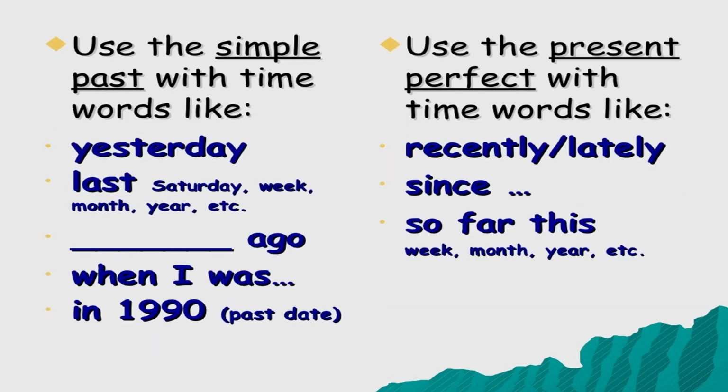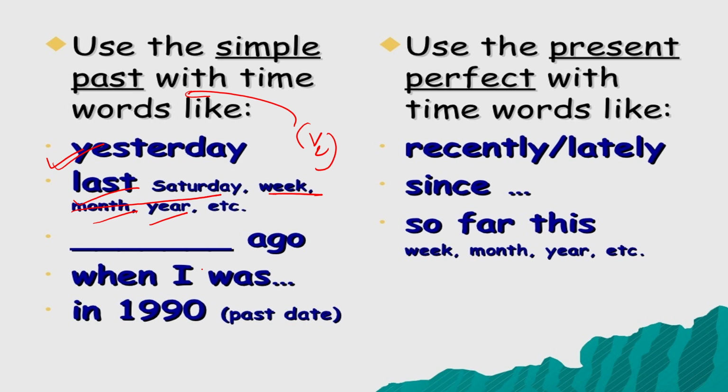Okay. Now moving ahead, again we use simple past with time words like yesterday, last Saturday, last week, last month, last year, etc. Remember that whenever you see yesterday, last Saturday, last week, last month or last year in any sentence, the verb must be in its verb 2 form. Simple past means verb 2.